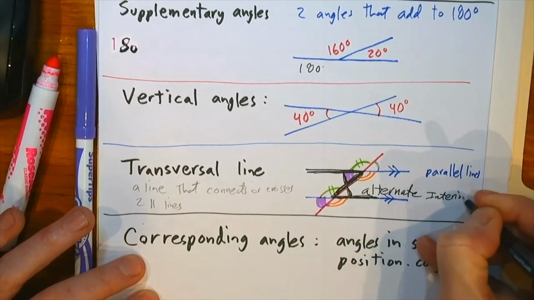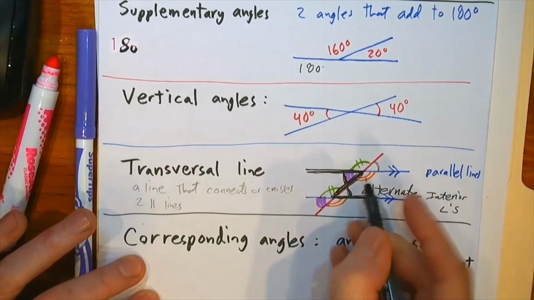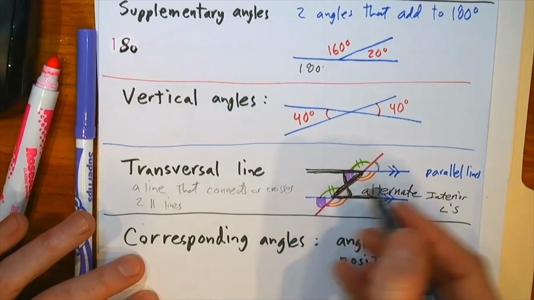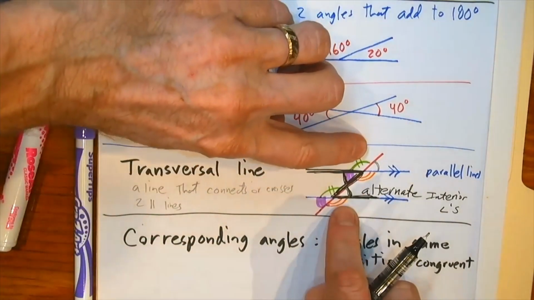Interior angles. There's a right angle. So they're on alternate interior sides. Here could be alternate exterior.